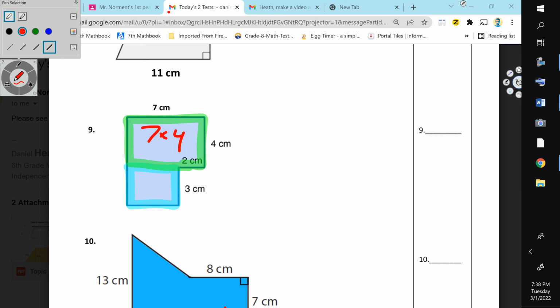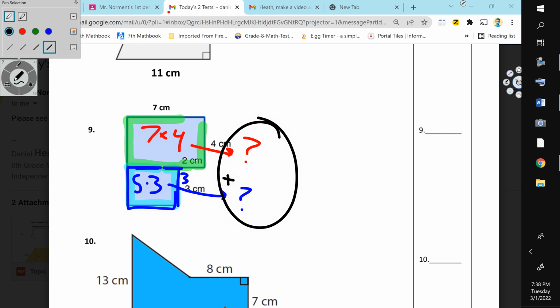Now, for the one at the bottom, notice how this length right here is 2, and this length right here is 7. So if you wanted to subtract 2 from 7, you're going to be left with a length of 5. And the height of that is 3. So you need to do 5 times 3 for the area of that rectangle, and whenever you multiply 7 times 4, you're going to take both of those numbers and you're going to add them together for the total area of that shape.